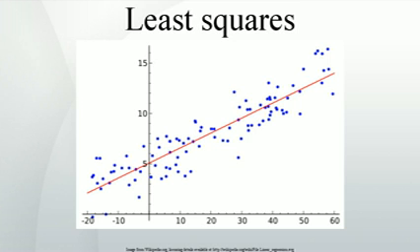This approach was notably used by Tobias Mayer while studying the librations of the Moon in 1750, and by Pierre-Simon Laplace in his work in explaining the differences in motion of Jupiter and Saturn in 1788. The combination of different observations taken under different conditions. The method came to be known as the method of least absolute deviation.